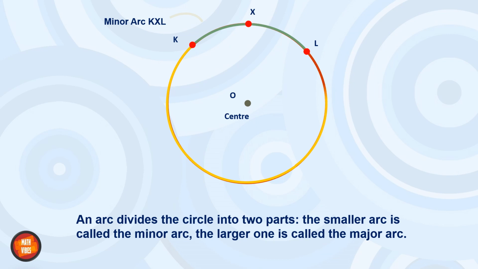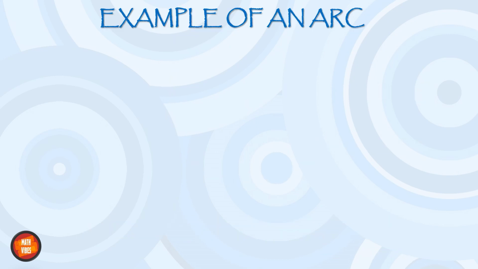So see, KL, the yellow color now. And in between, if you give the name Y, then the arc is KYL. Or you can write KL and draw an arc over it. So this will be minor arc and major arc. The smaller arc is called the minor arc and the larger one is called the major arc.